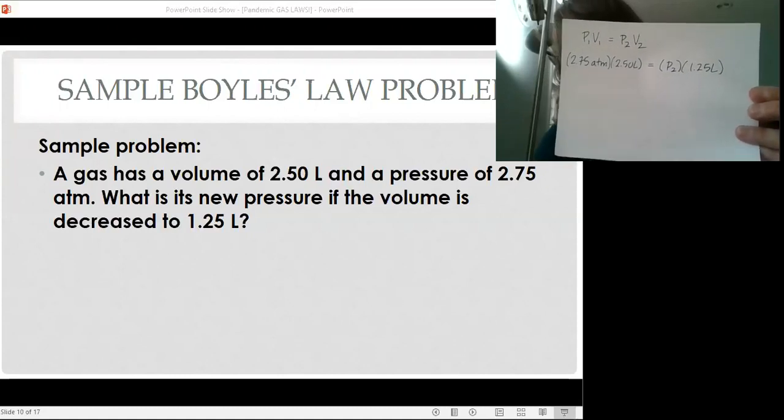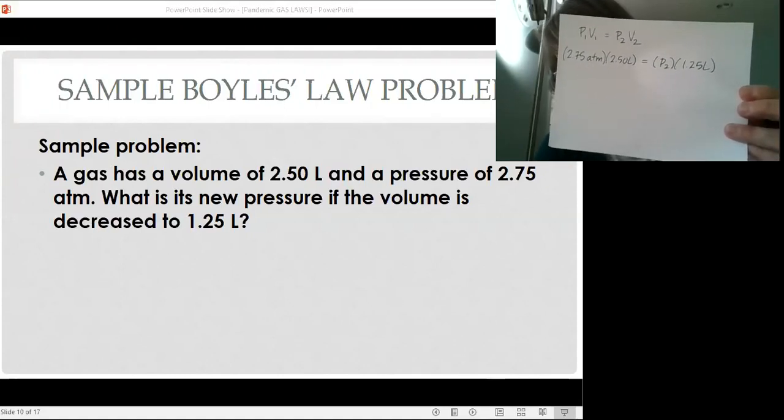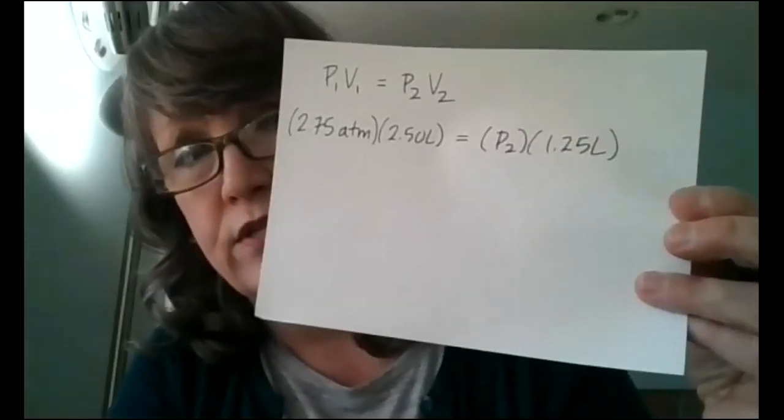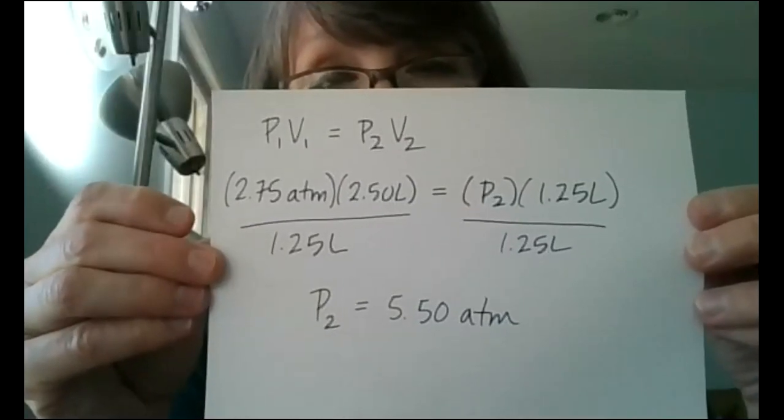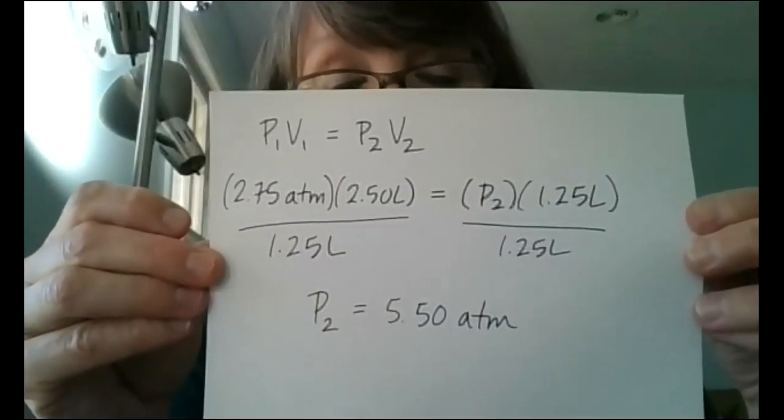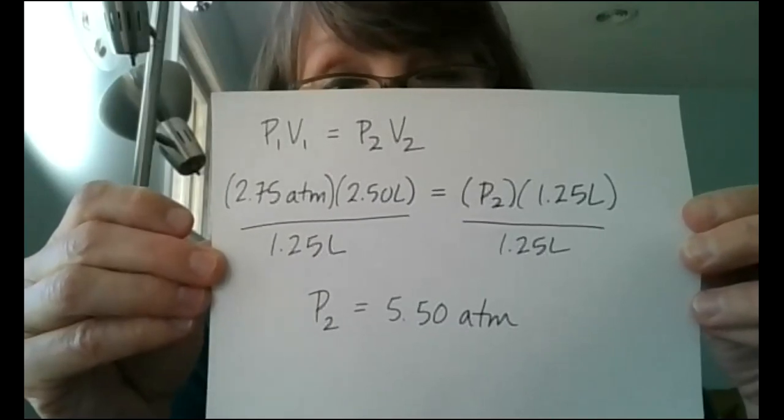So now I am ready to actually solve it. So I will simply isolate my variable, which is P2. So I'll divide both sides by 1.25. And I'll find that my new pressure is going to be 5.50 atmospheres when I do the math. So you can take a second and copy that as an example and go ahead and hit pause.